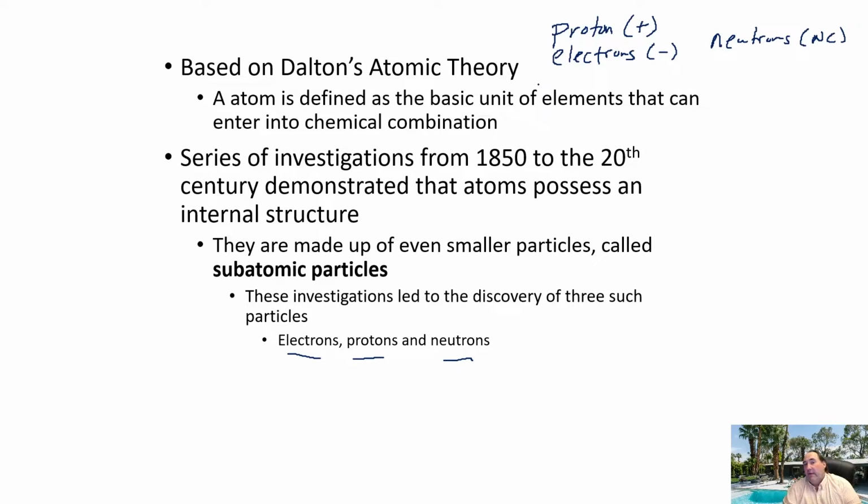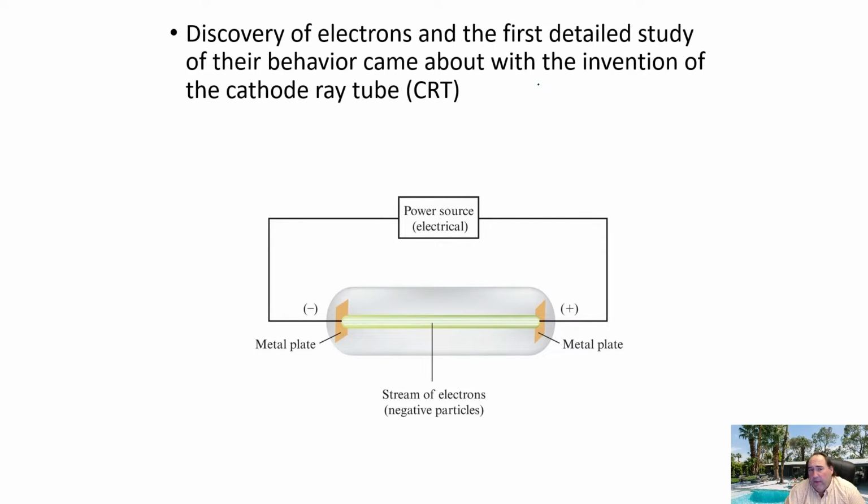Each of these were discovered along the way in understanding the atom, and obviously they're located in different parts of the atom. So the first particle we're going to look at is the electron. A lot of the experiments that helped us better understand the electron came with the discovery of what is sometimes referred to as the CRT, or the cathode ray tube. So we talked about the idea that opposites attract in chemistry.